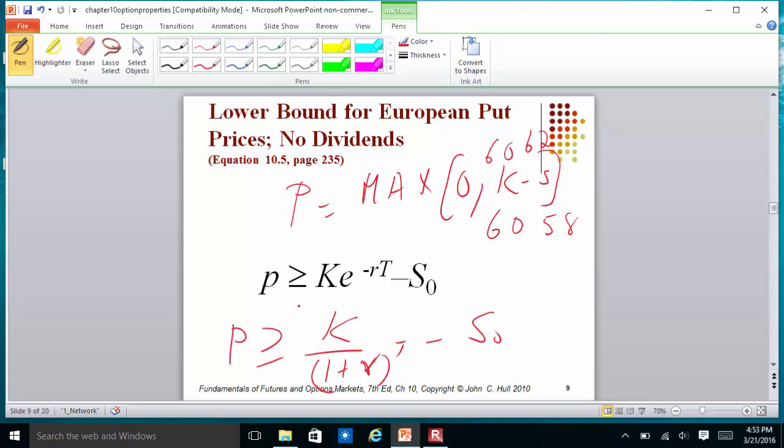And here, what is the value of the put before maturity? The value of the put before maturity is given by P is greater than or equal to the present value of the strike price minus the stock price. Here this is the present value of the strike price, and in this case we are using regular compounding, K divided by 1 plus r raised to T.